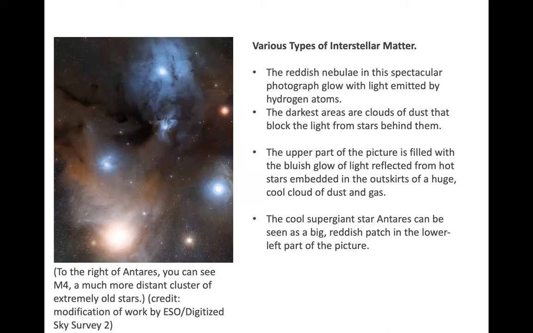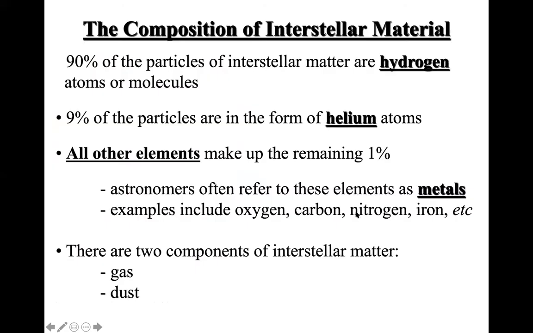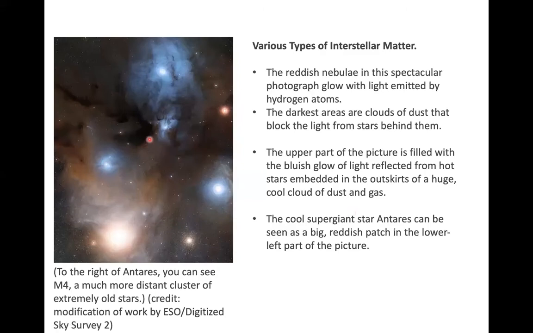Now, for example, these areas, you can see that they are quite dark, that you can't see anything in those areas. These dark areas are where you have a lot of dust, and this dust blocks the light coming from the stars behind, so that you will see these dark areas. And in this upper part of the picture, you see this bluish light. These are actually the light reflected from very hot stars, high temperature stars, right?